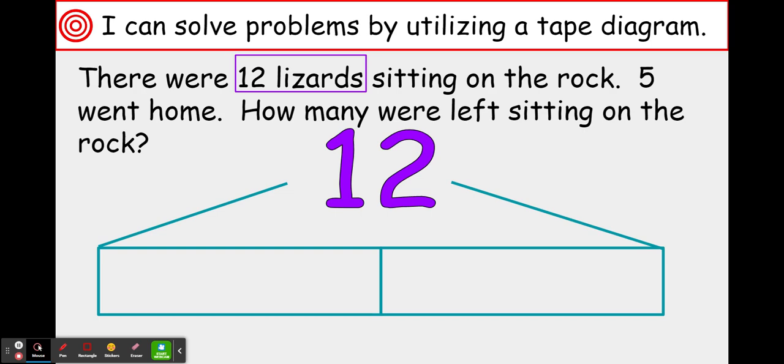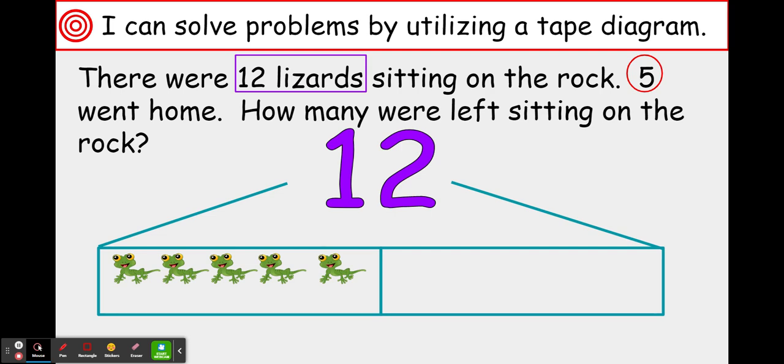We have a total sitting on the rock. 5 went home. So if 5 went home, that tells me they're no longer there, which means I need to subtract, okay? Also, the key words, how many were left, are also a clue to let you know that the operation is to subtract. So in my first diagram, I have 1, 2, 3, 4, 5.